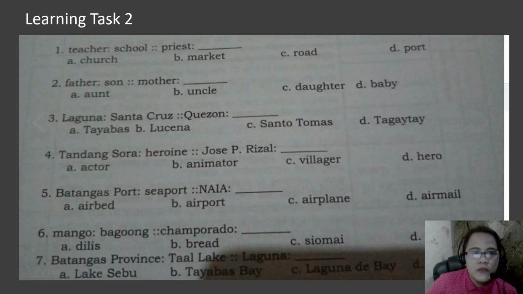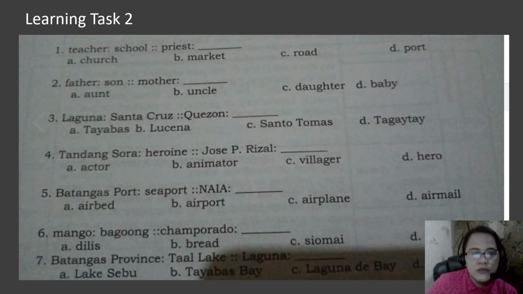Next. This is our learning task 2 for word analogy. So, for this part, I will read this for you. And let's try to analyze what should be the next word, or what word is related to the word on the left side. At bakit yon ang sagot?